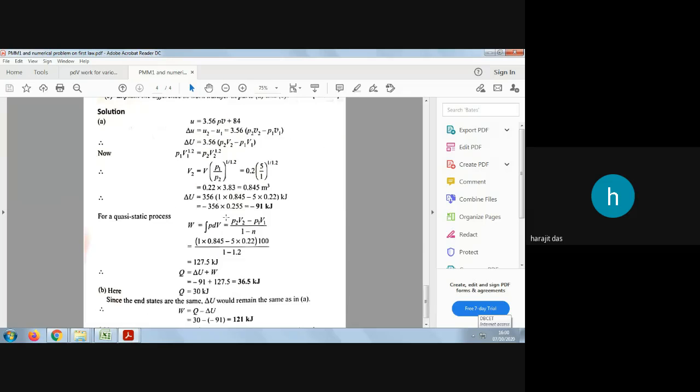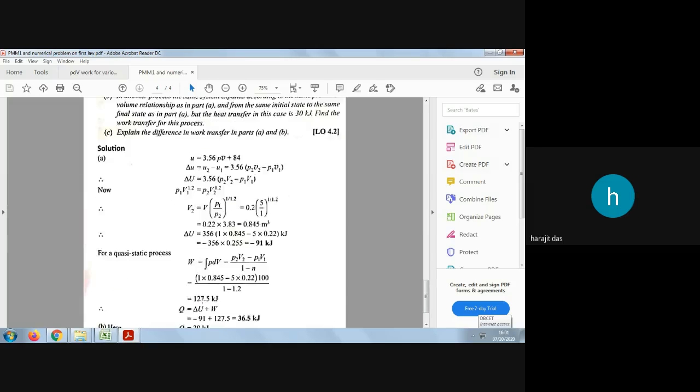Minus 91 kilojoule. It is found to be minus 91 kilojoule. Plus, what is the work done? Work done is 127.5. What does this mean? This is positive, which means work is done by the system. That is why it is positive. So after that, you will be able to find the total heat, 36.5 kilojoule.